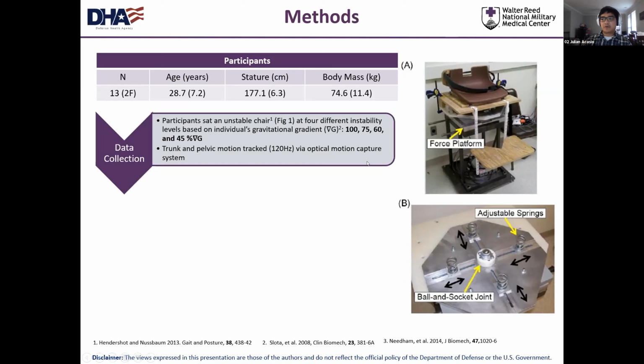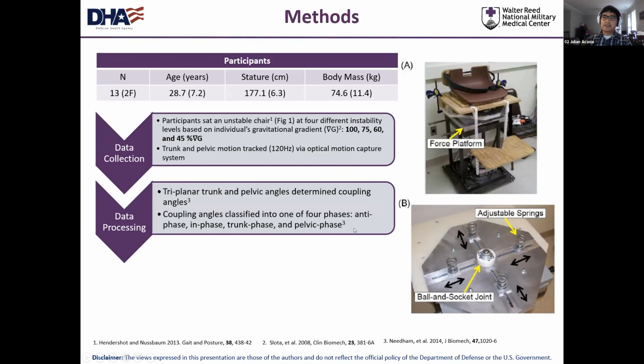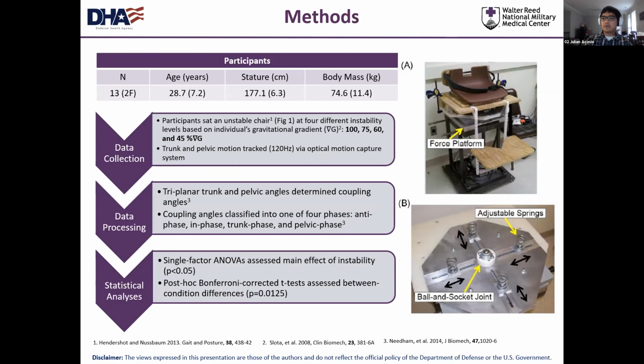While they were sitting on this chair, we tracked the trunk and pelvis motion using optical motion capture and used that to determine coupling angles, which were then binned into one of 4 phases. Anti-phase, when the trunk and pelvis moved in opposite directions. In-phase, when the 2 segments moved as one or in tandem. And trunk and pelvic phase, which is when only the specific segment was moving. We assessed main effects using single-factor ANOVAs and pairwise effects using t-tests.